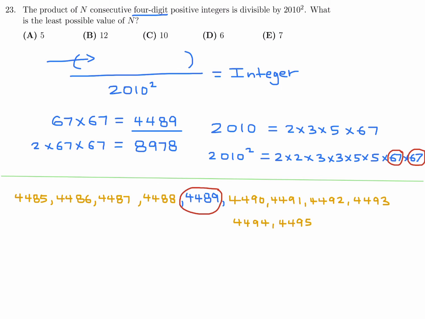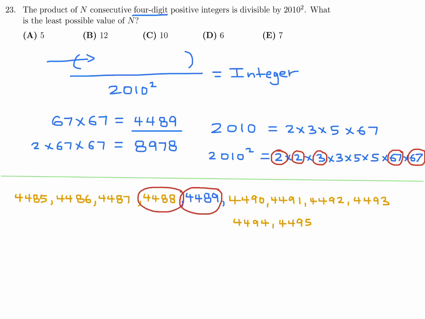4488. Well, that is obviously divisible by 2, and it's divisible by 2 once again. So it takes care of two 2s. Now, can it be divisible by anything else? And the answer is yes. It can also be divisible by a 3. So this one helps us out quite a bit.